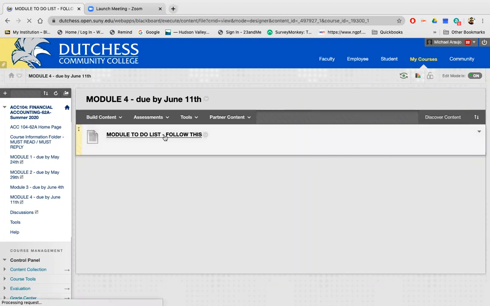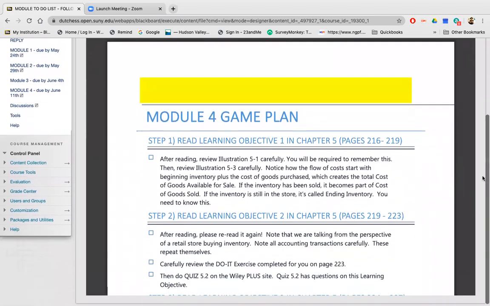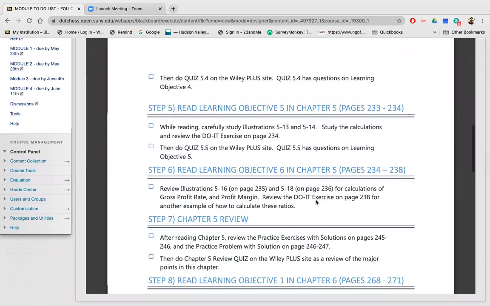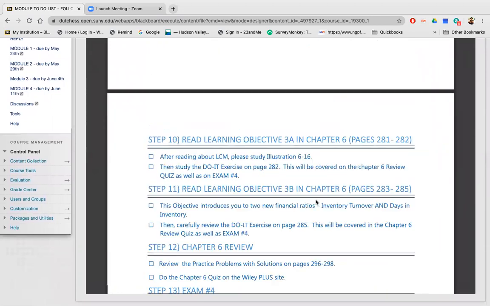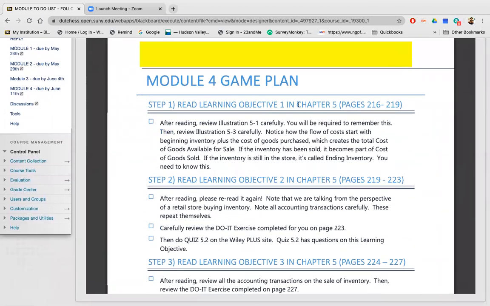If you get to the module to-do list, you'll notice that Module 4 is actually on two chapters, Chapters 5 and Chapter 6. There are quite a number of steps to complete. But again, one chapter at a time and one objective at a time has always been the motto here. So Chapters 5 and 6 are done together because they really revolve around inventory.